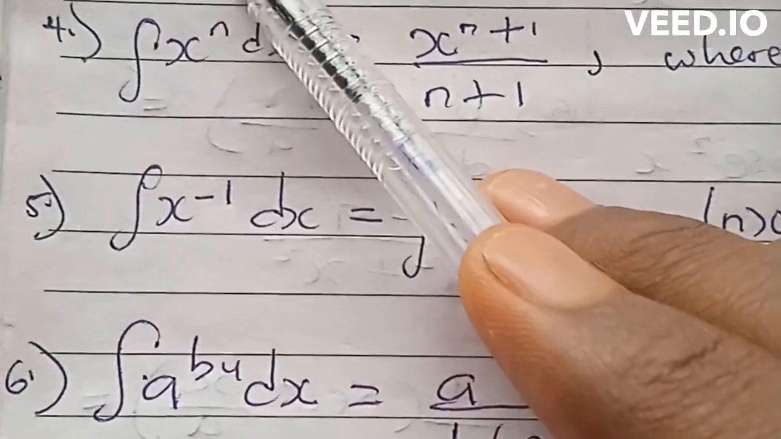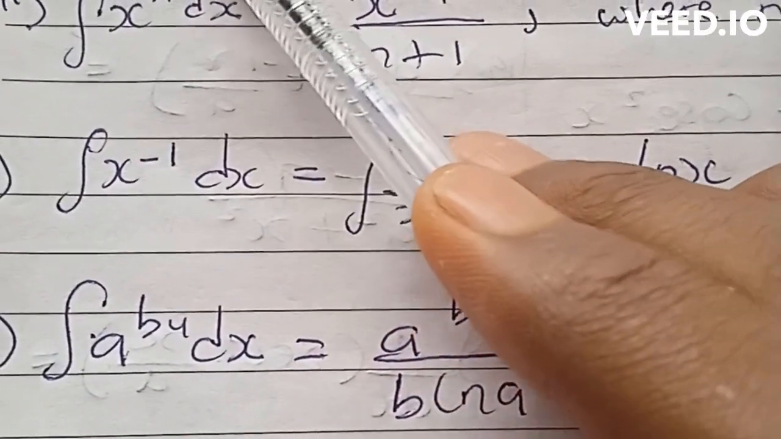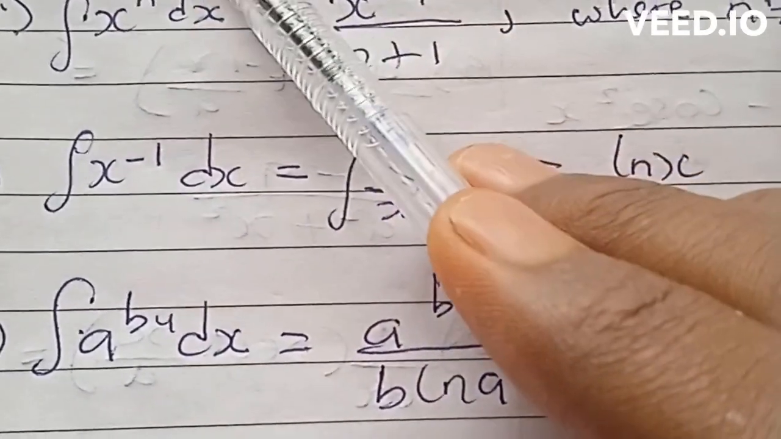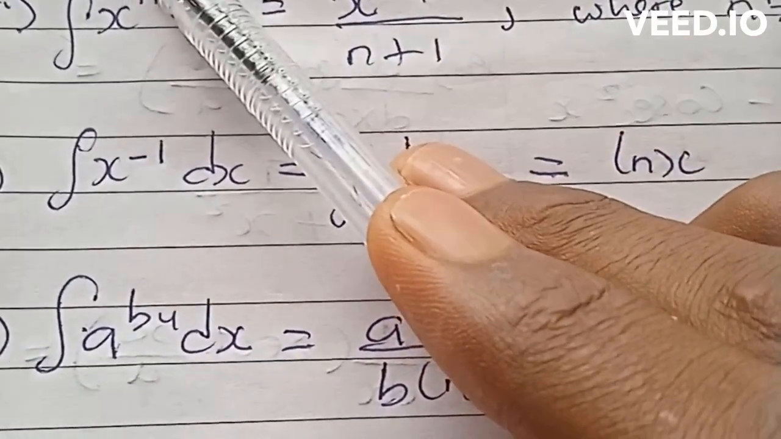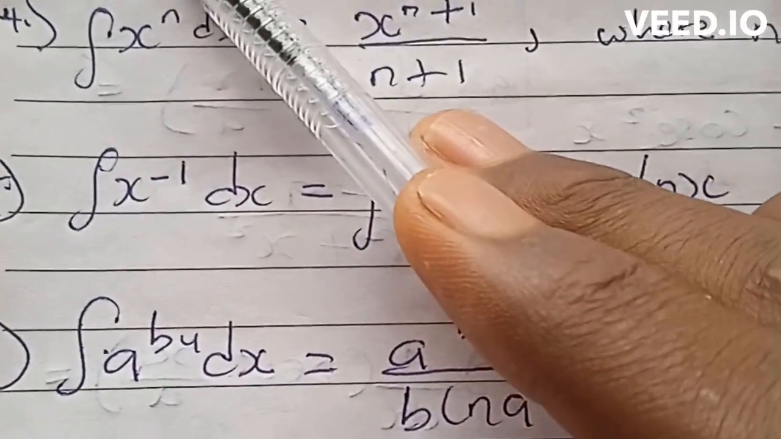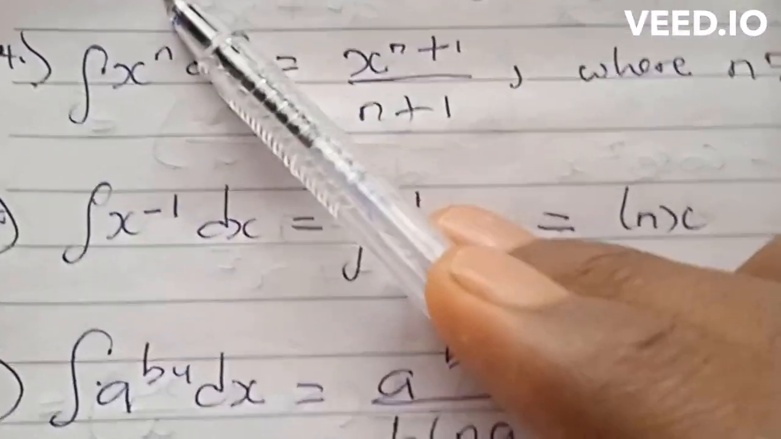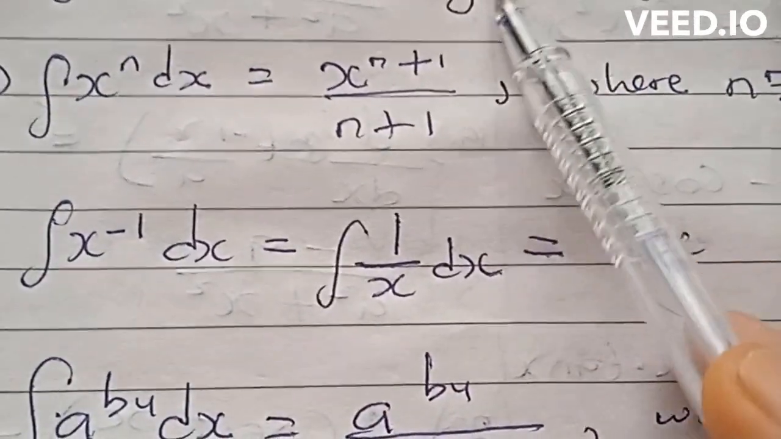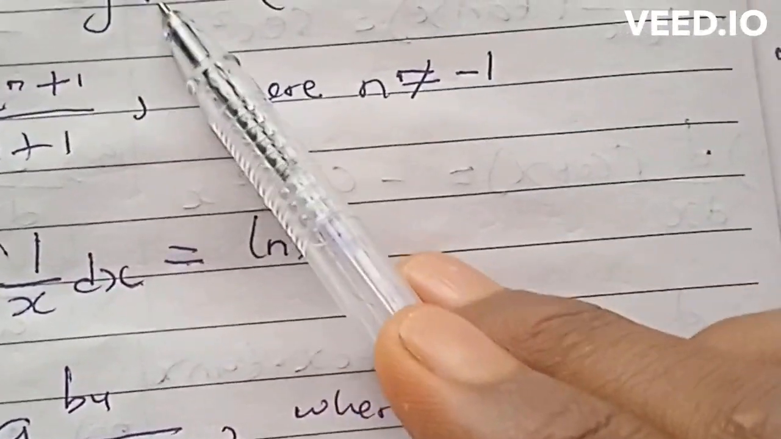If you integrate u with respect to v, this is integration by parts, and the formula is u multiplied by v minus the integral of v with respect to u. Again, if you have this kind of integration, it is called integrating by parts. That is why you have uv minus the integral of v with respect to u.